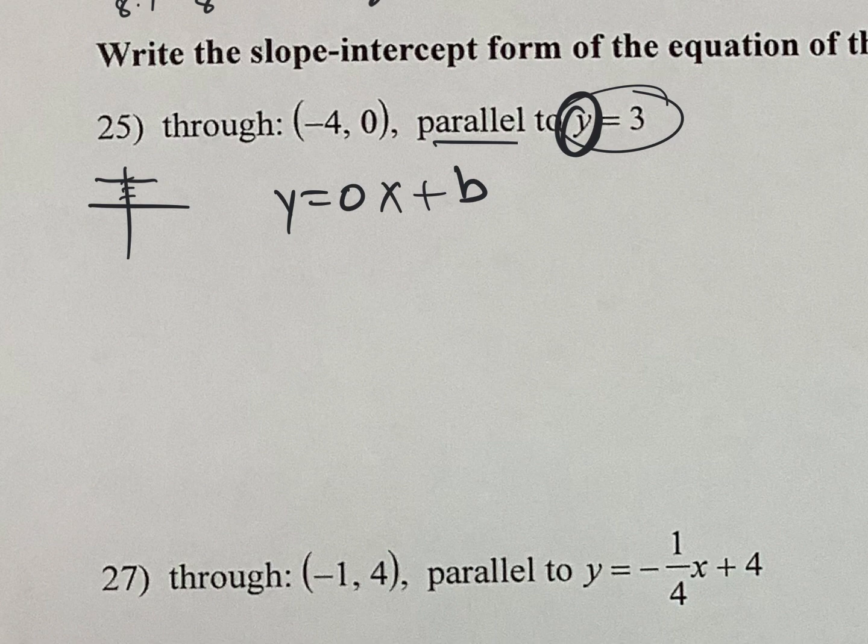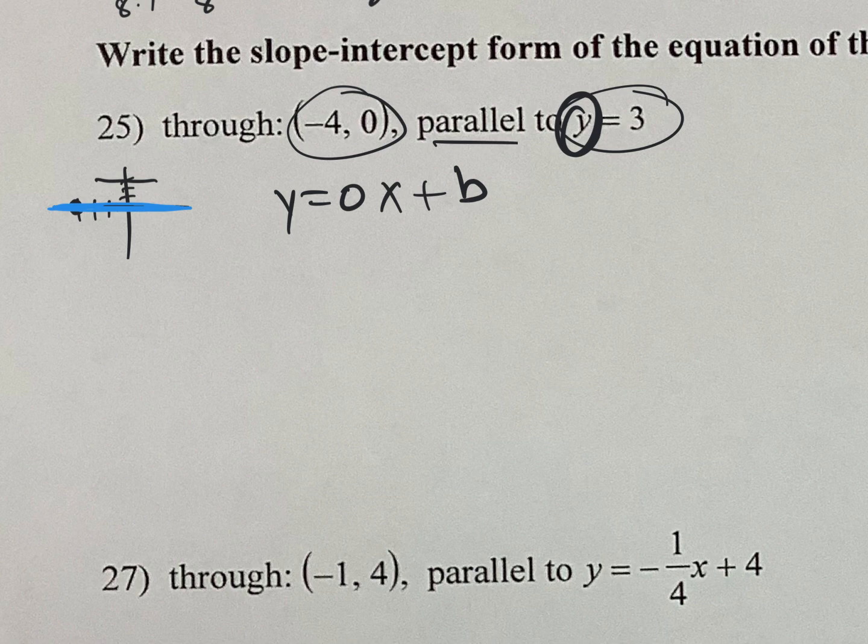And the point on our line is negative 4, 0. So negative 4, 0 is at 1, 2, 3, 4. So the line going through negative 4, 0 parallel would be the x-axis here. Okay? It has a slope of 0.